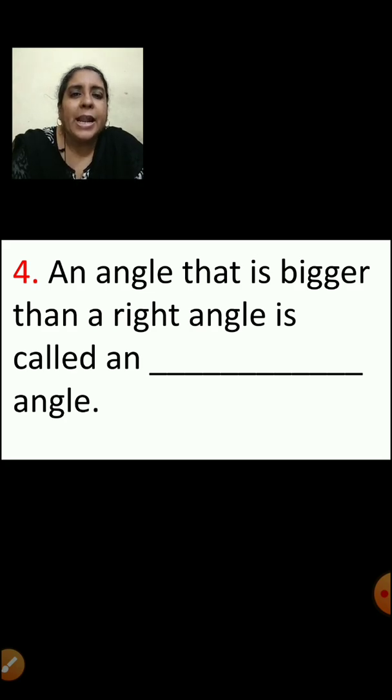Now we will do question number 4. An angle that is bigger than a right angle is called an dash angle. Now I have shown you a right angle, right? So you should know the answer. What is the answer? Obtuse angle. What is the spelling of obtuse? O-B-T-U-S-E. You have to learn the spellings also, children.